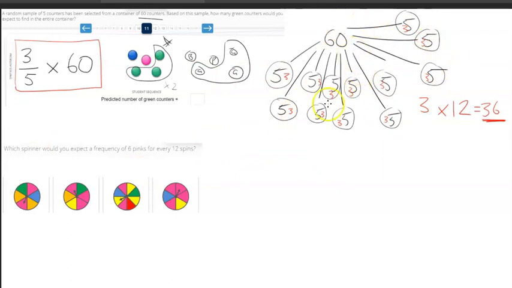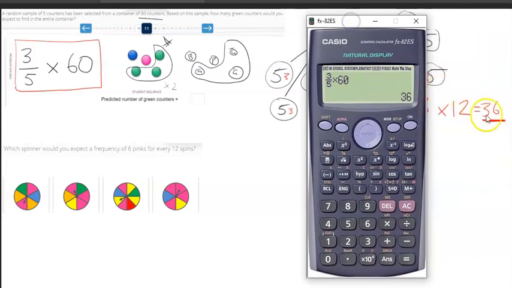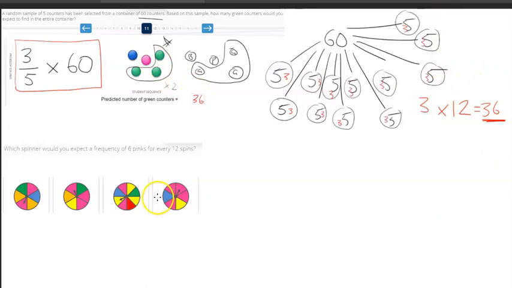We're just taking these samples, we're mimicking the sample that we've been given here, splitting it up until we run out of counters, and then just predicting there's going to be 3 in here, 3 in here, 3 in here. If I do this into the calculator, 3 over 5 times 60, we'll get our answer of 36, which is what we expected in the first place. So my answer here is 36.